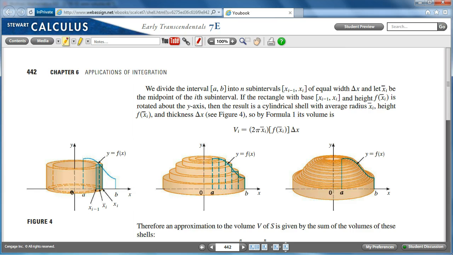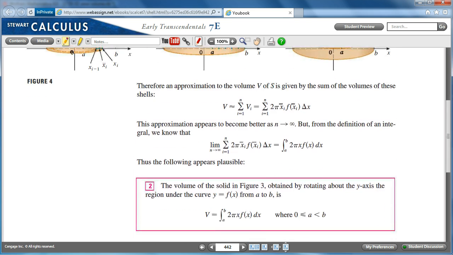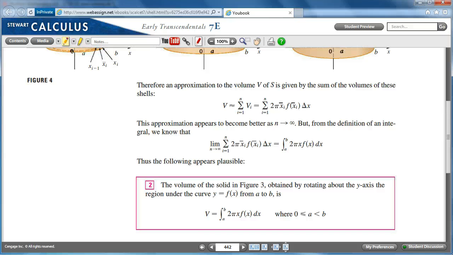We have a bunch of cylindrical shells, and the sum of all these volumes of these cylindrical shells will approximate the original volume very, very well. The thickness of each cylindrical shell is given by the width of each rectangle in this original blue 2D figure, denoted by delta x, and the height will be my function value f of x. And in the end, we end up with this formula here, the integral from a to b of 2 pi x f of x dx.